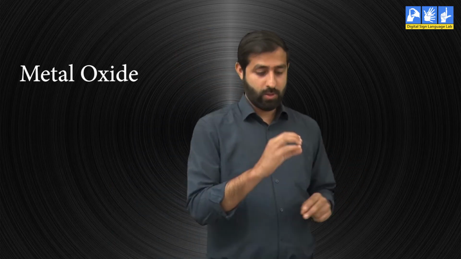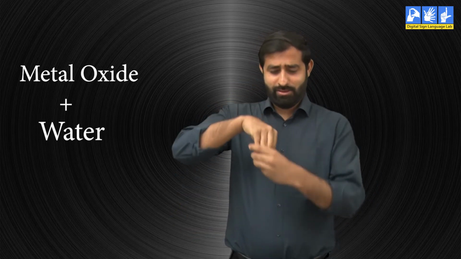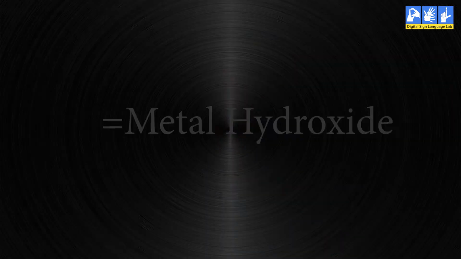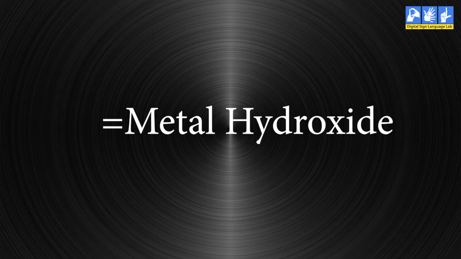When metal oxide reacts with water, it produces metal hydroxide. You must know that different metals show different reactions when they react with water. Let me tell you about this. Let's see how different metals react with water.